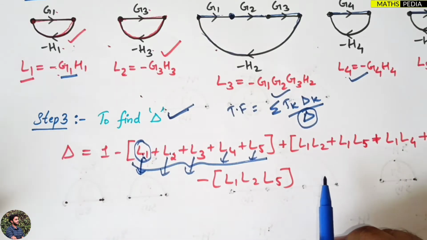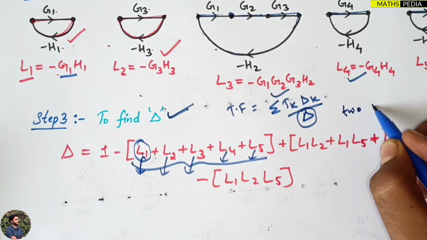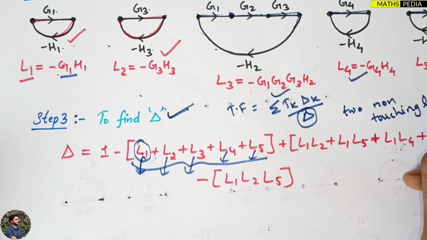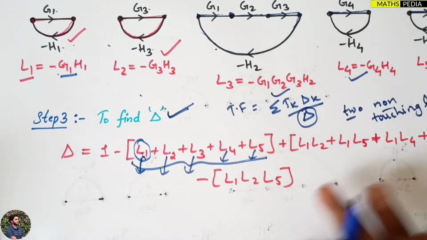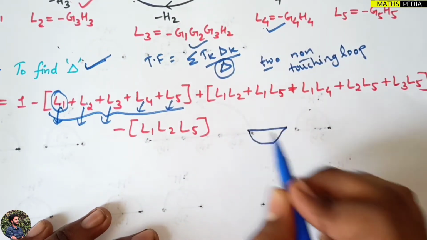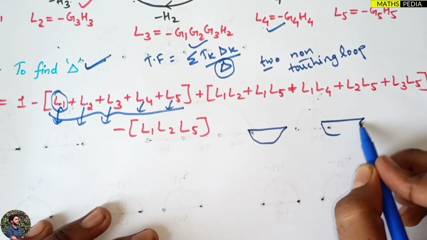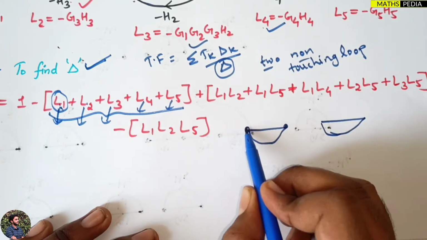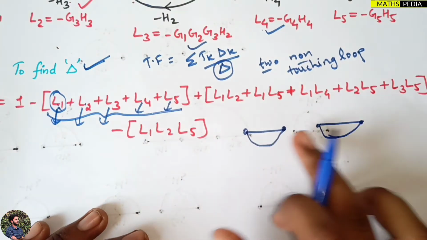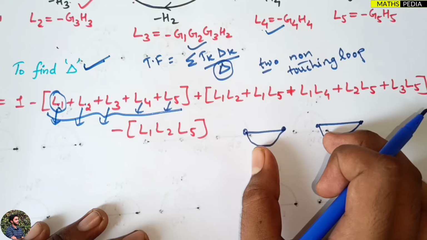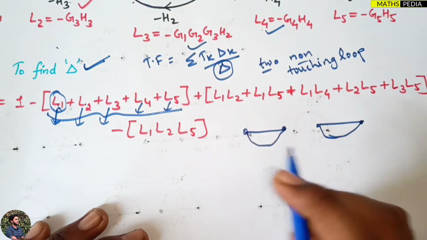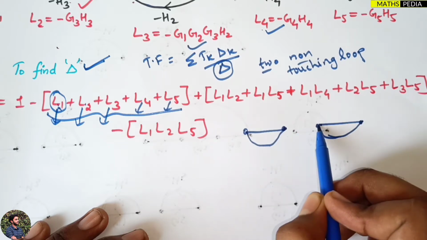Now you have to understand what 2 non-touching loops are. Non-touching means the loops should not touch. 2 non-touching loops means I will consider 2 loops, first loop like this, second loop like this. Remember, the nodes should not touch each other. That's a simple thing. The 2 non-touching loops I consider should not touch each other, which you can see just by looking at the nodes.